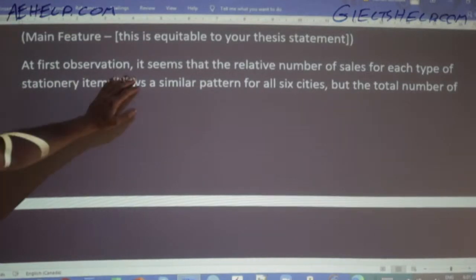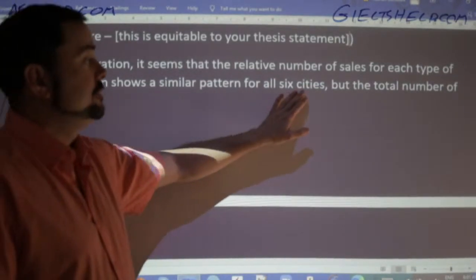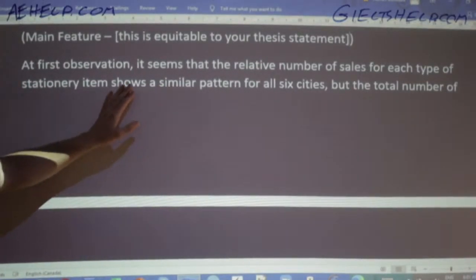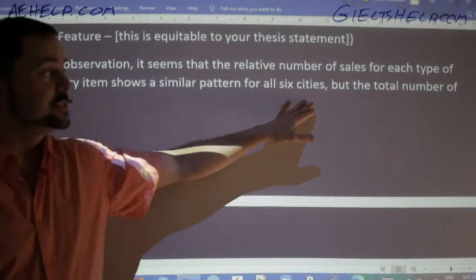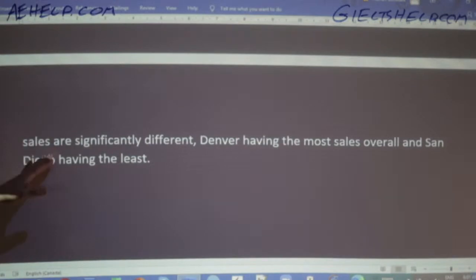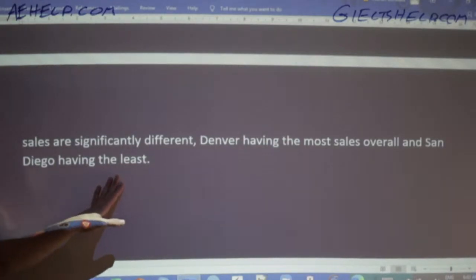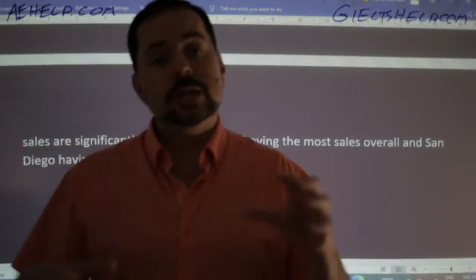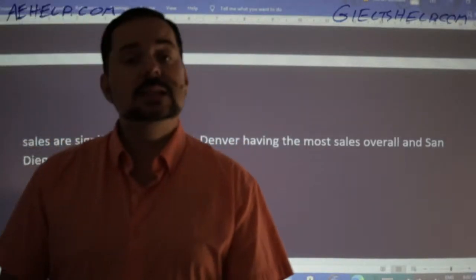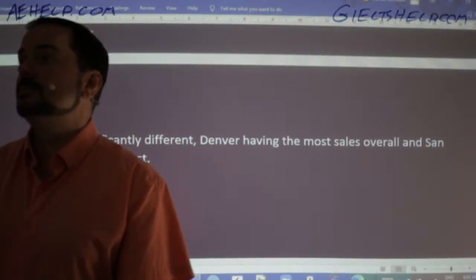So at first observation, it seems that the relative number of sales for each type of stationery items shows a similar pattern for all 6 cities. So that means that my first part of my analyses will be discussing this similar pattern for all 6 cities, okay? And then here I write, but the total number of sales are significantly different, Denver having the most sales overall and San Diego having the least. Okay, so there will be the second part of my analyses going into more detail. Is that clear? Okay, so Akshay, Devansh, Hans, is that clear what I'm saying there about the analyses? While you think about that, let me just read some more of those overviews.